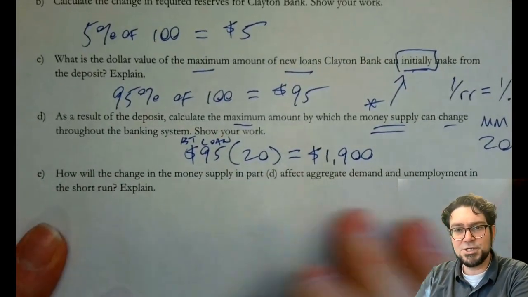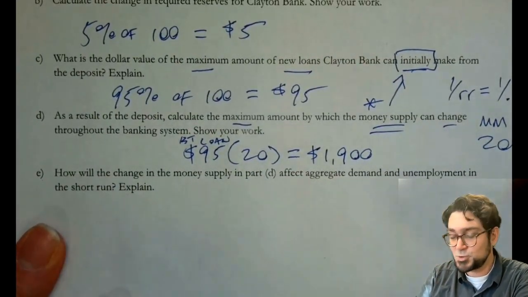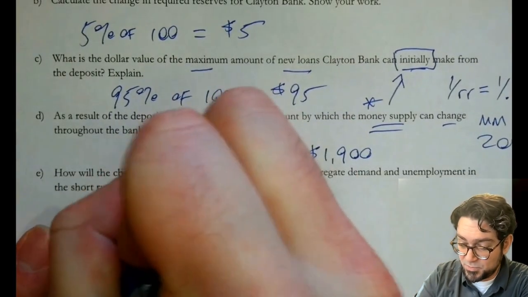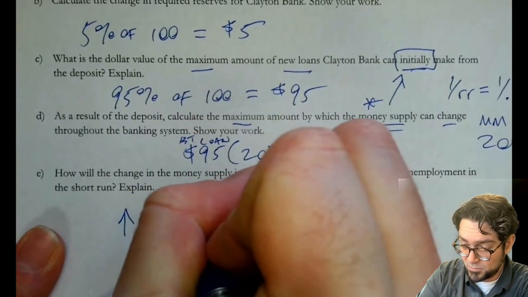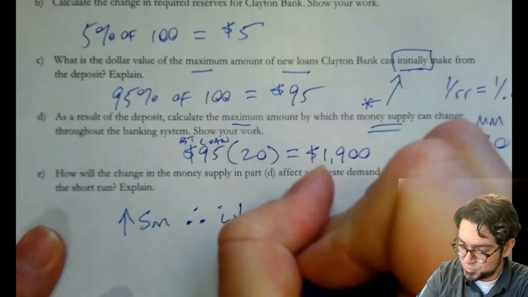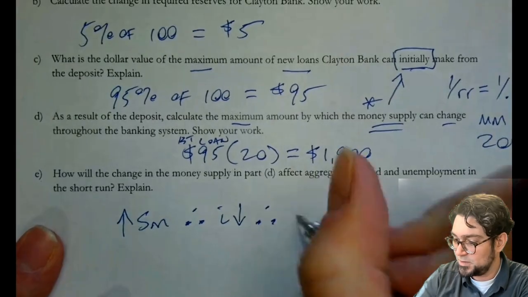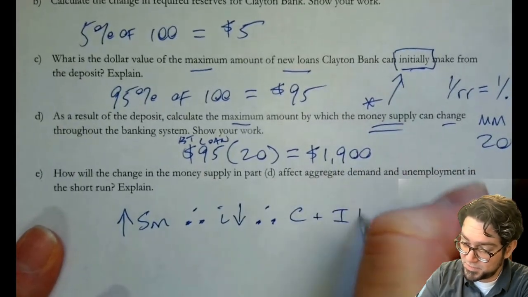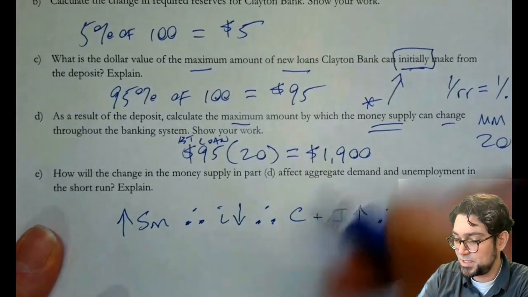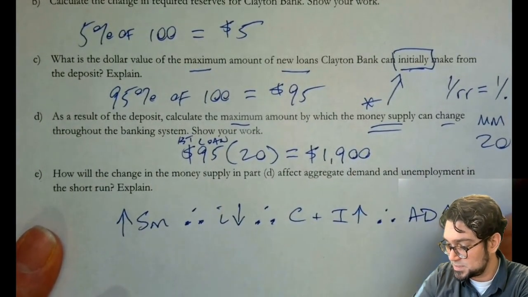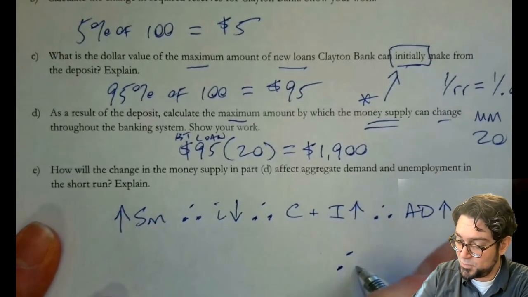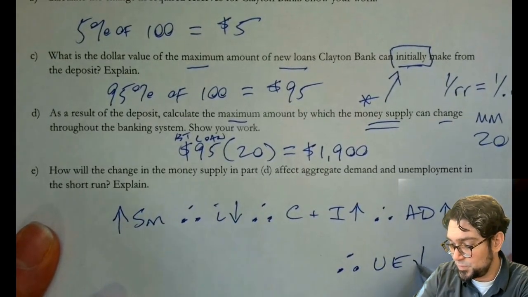Last but not least, how will the change in the money supply affect aggregate demand and unemployment in the short run? Explain. Well, an increased supply of money, right? Therefore, interest rates go down. Therefore, we can say consumption and investment go up. We probably don't need that one. Aggregate demand goes up, and therefore unemployment will go down.